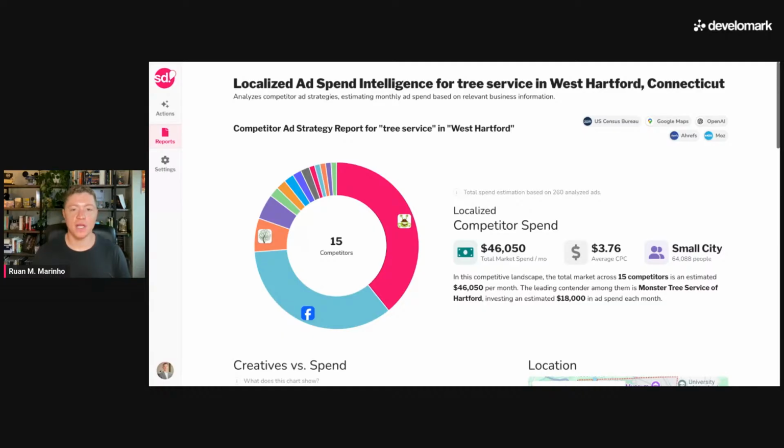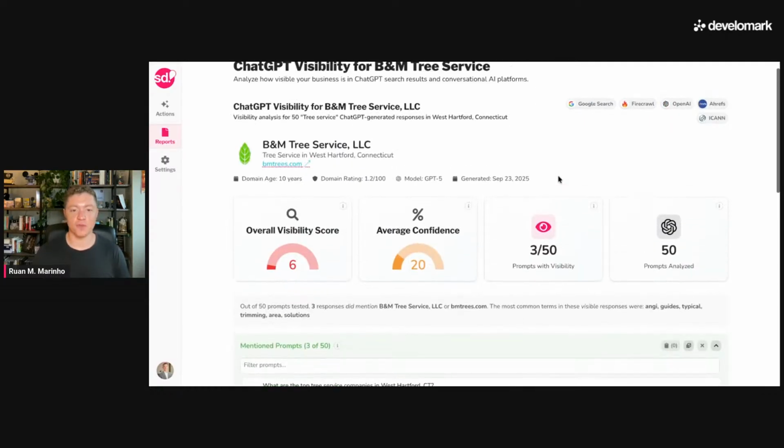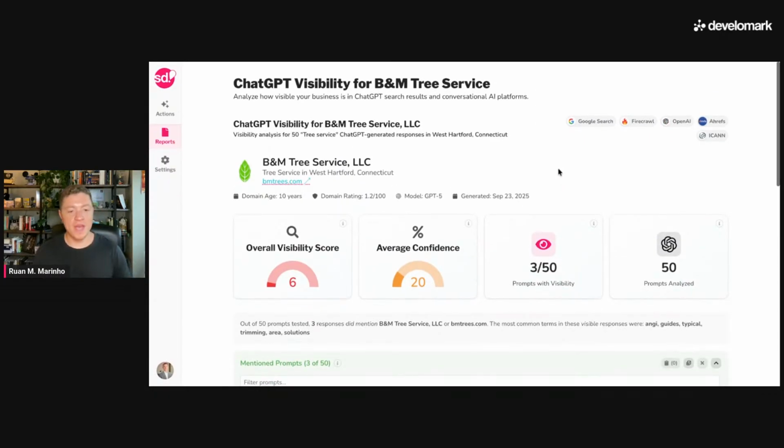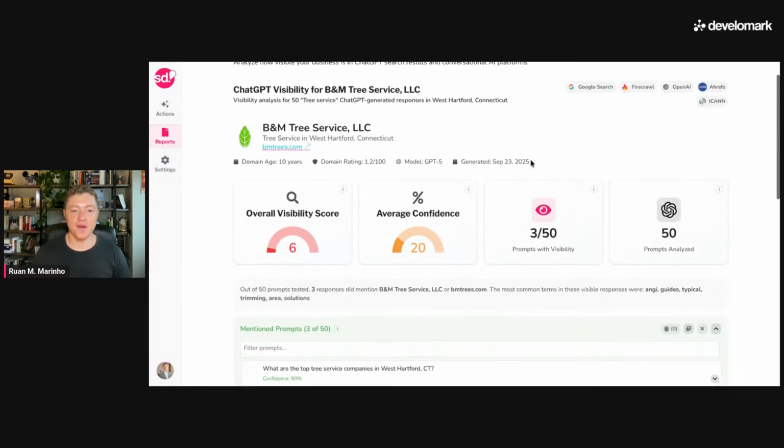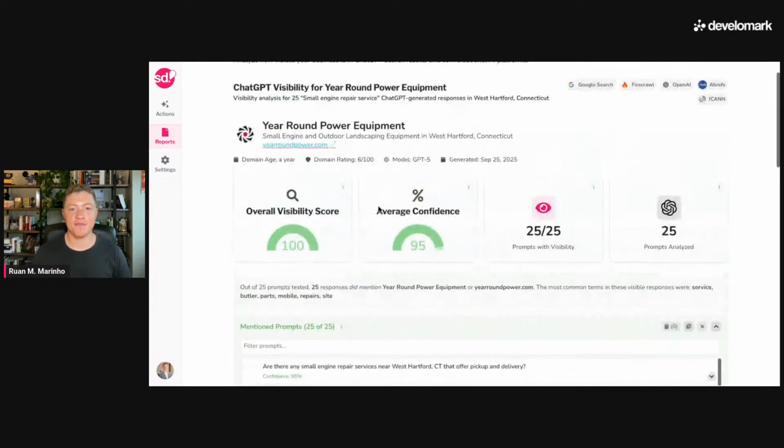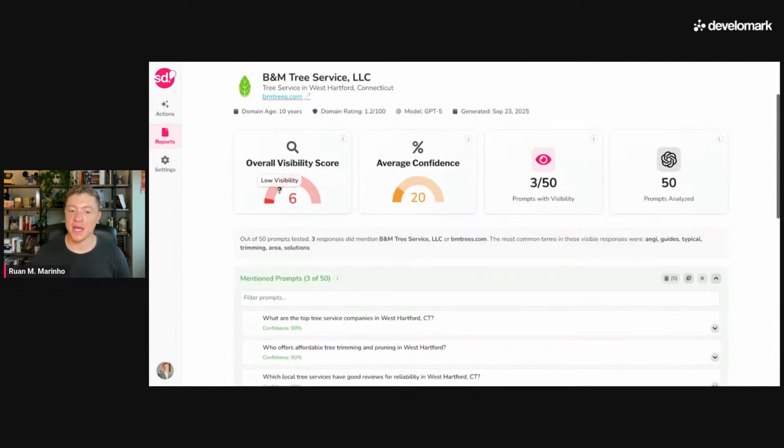So let's move on to a GPT visibility report for the tree company. So we haven't worked on this brand yet, but as you saw, this is the brand we did do work for. And as you can see, the results are very different. One has a visibility of just around 100%. One has a visibility of around 6%. What makes this key difference?